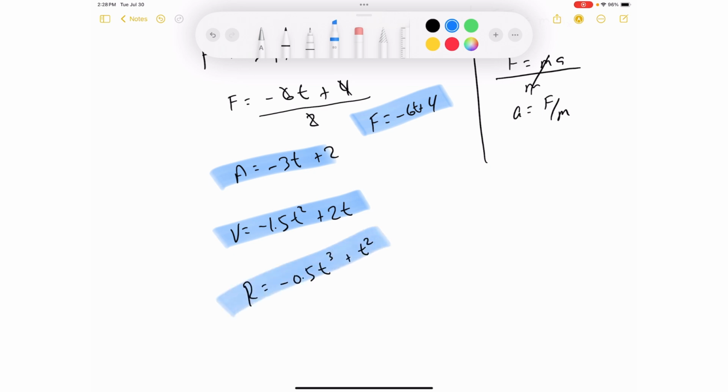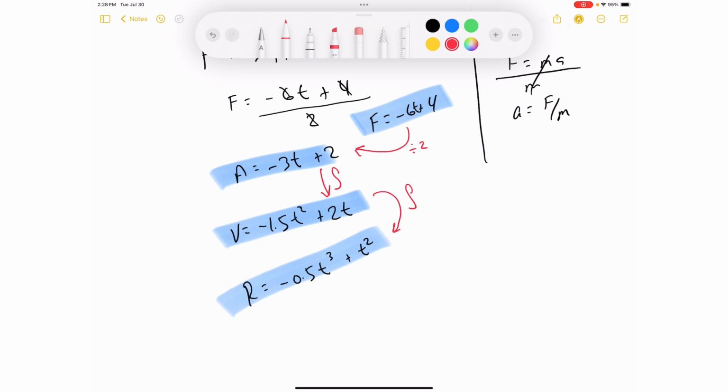How did I get from here to here? I divided by 2. How did I get from here to here? I integrated. And how did I get from here to here? I integrated. So once again, I took a problem that gave me just one function, and using my knowledge of calculus or algebra, you can derive all the formulas.